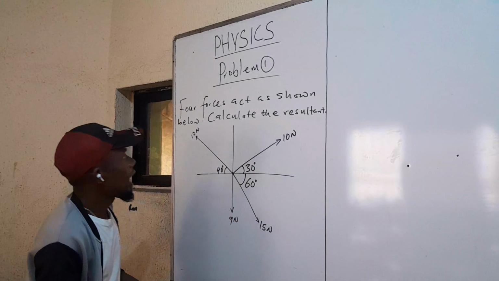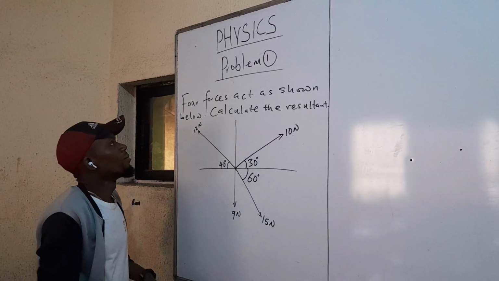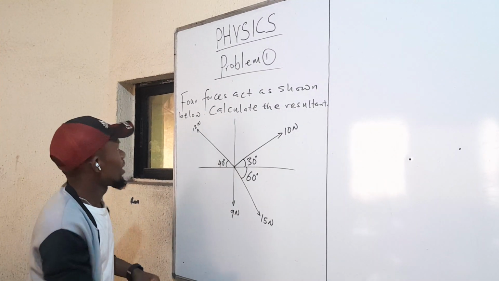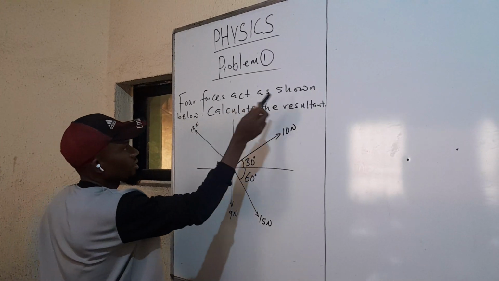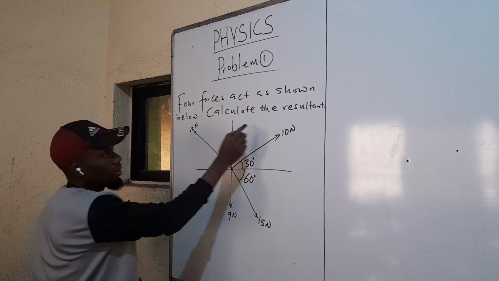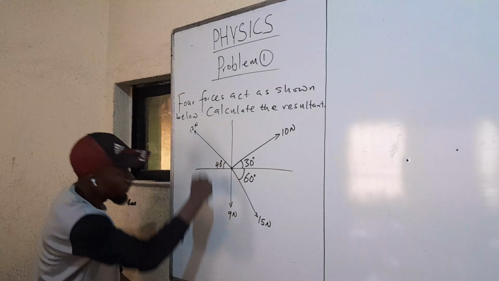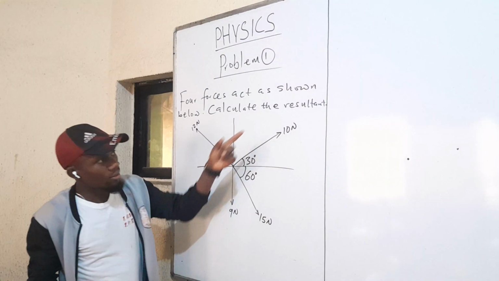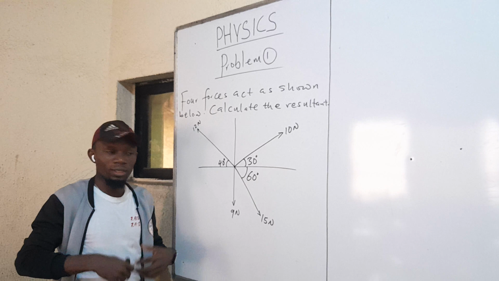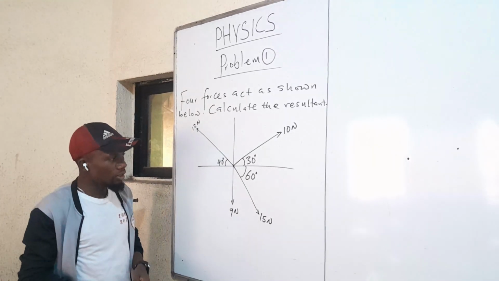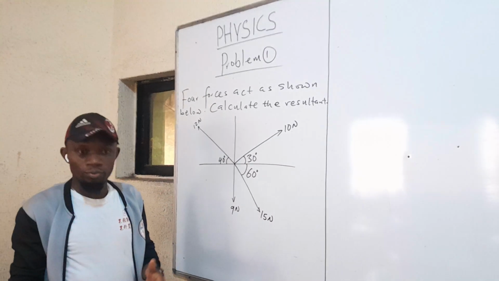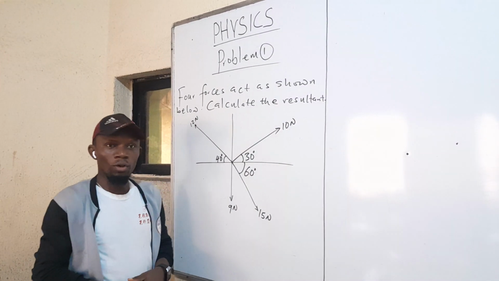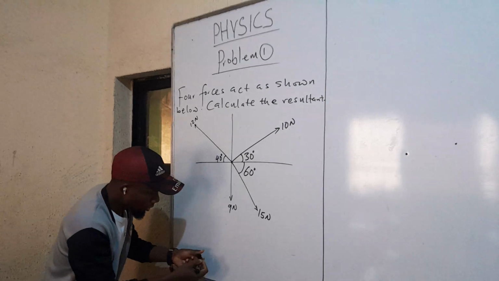So I have a problem here on the resultant of more than two vectors. As you can see, four forces act as shown below. Calculate the resultant. This is a simple diagram for the resultant of more than two vectors. So how am I going to approach this problem? I will use the vertical component and horizontal component to approach this problem. So, solution.